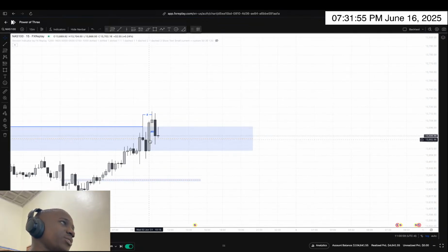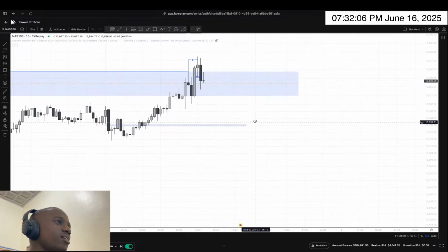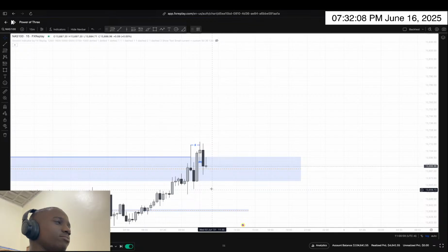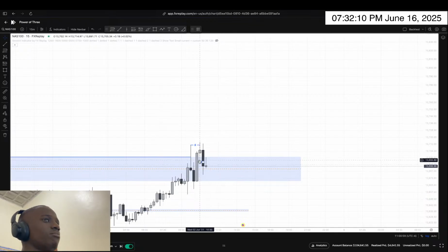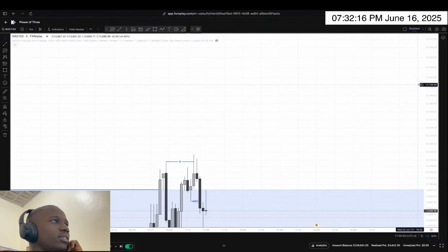I don't think it's a reaction to this order block. I wouldn't like to think that it's a reaction to this order block, because if it was a reaction, then the candle would close above, marking, like, what do they call it? What marking? BOS, exactly.